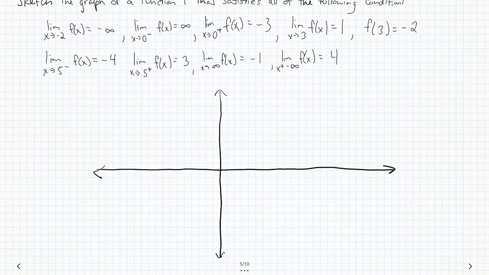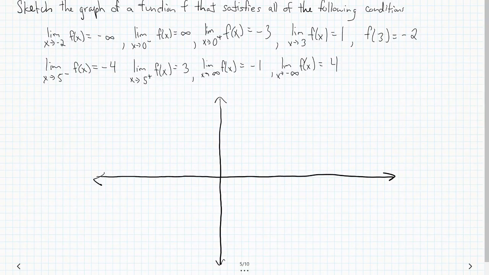Alright, so our next one, fun times. We're going to be dealing with graphing. We're going to sketch the graph of a function f that satisfies all of the following conditions. We have limit as x approaches negative 2 equals negative infinity. Limit as x approaches 0 from the left equals positive infinity. Limit as x approaches 0 from the right of f of x equals negative 3.